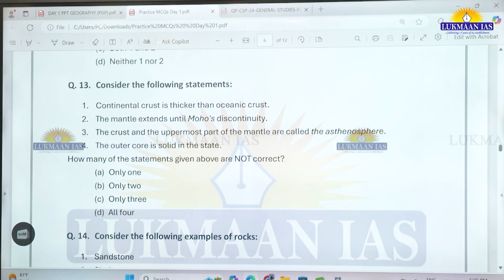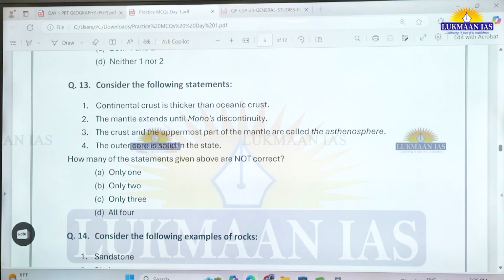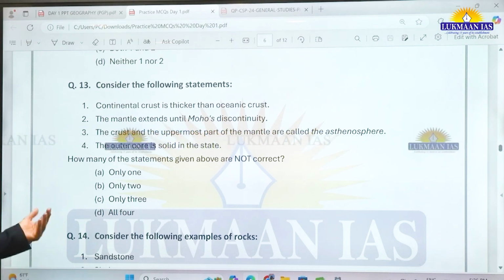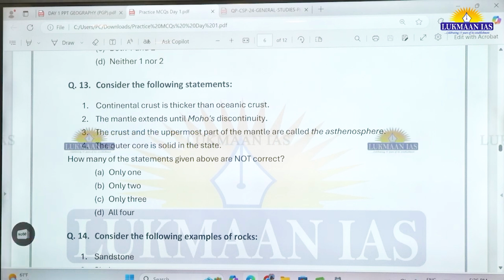Continental crust is thicker than oceanic crust. That is true. Continental crust thick होता है. Mantle extends until Moho's discontinuity. Gutenberg discontinuity तक extend हो रहा है ना. Mantle-core boundary we have to understand here. Then crust and uppermost part of the mantle is called asthenosphere. It is lithosphere. Very simple. Outer core is solid in state. It is liquid in state.